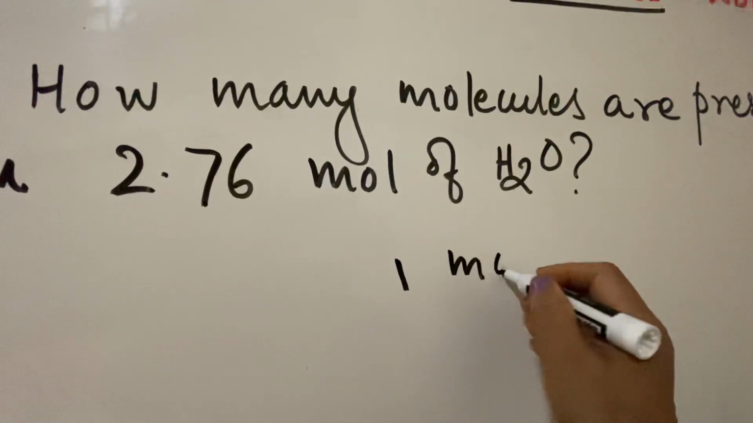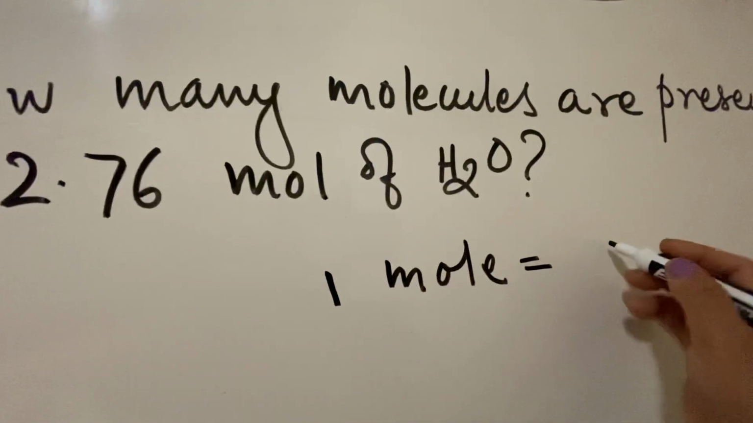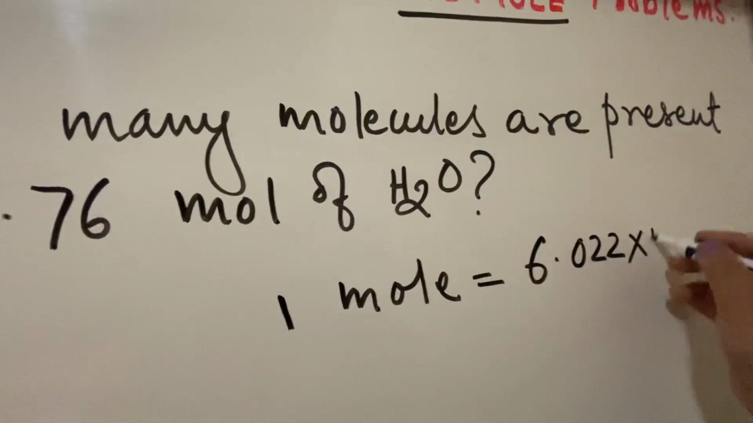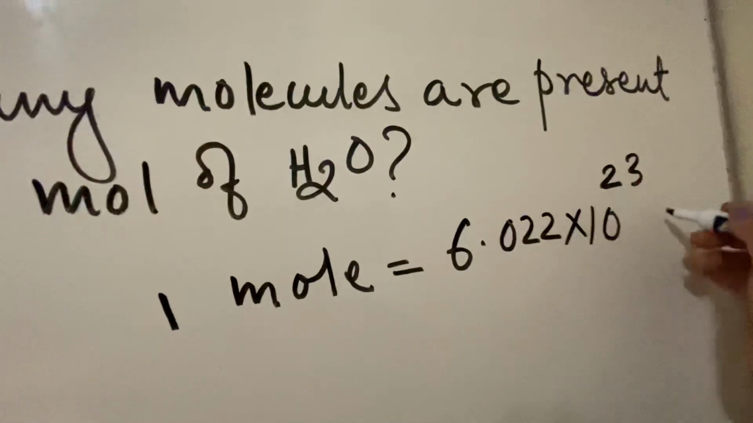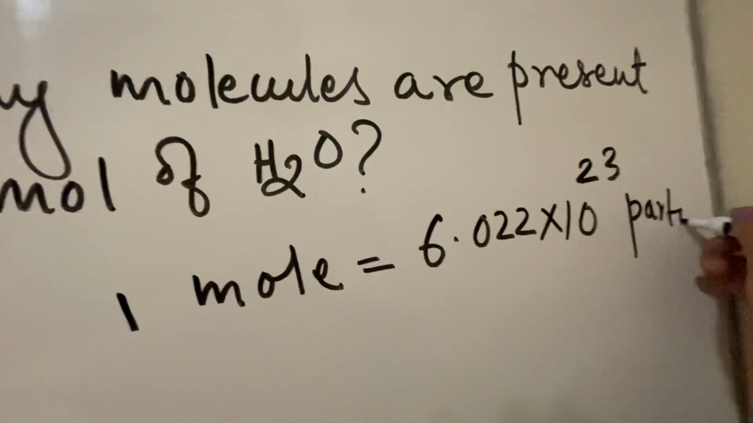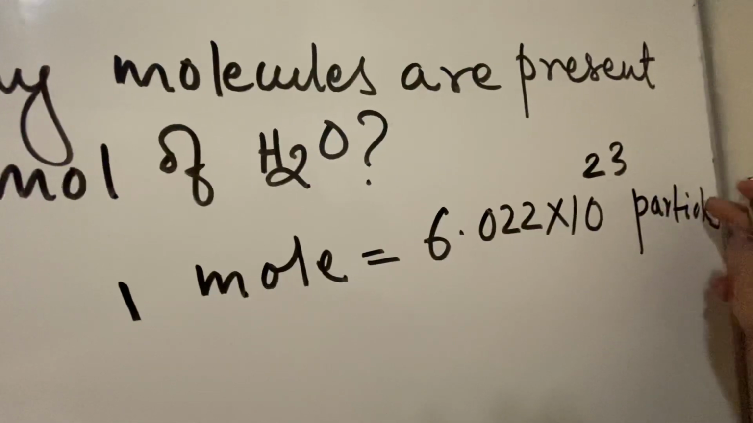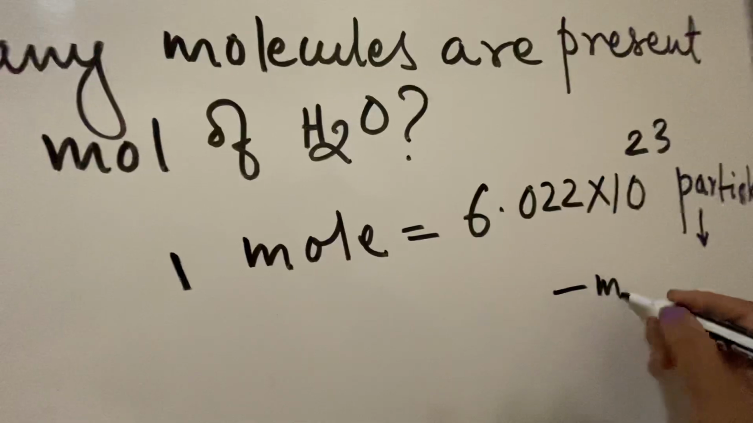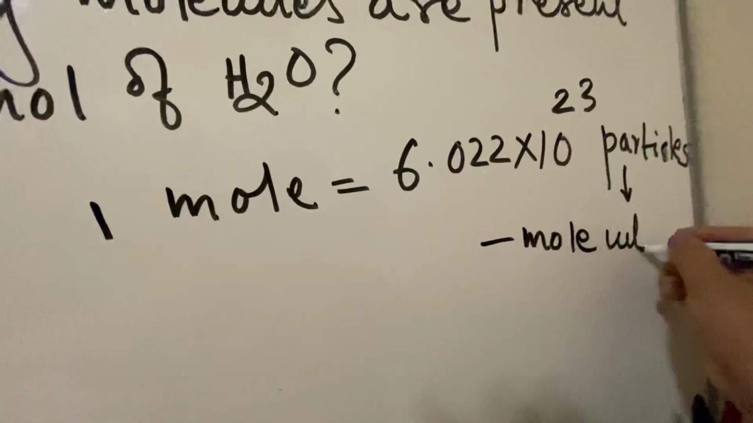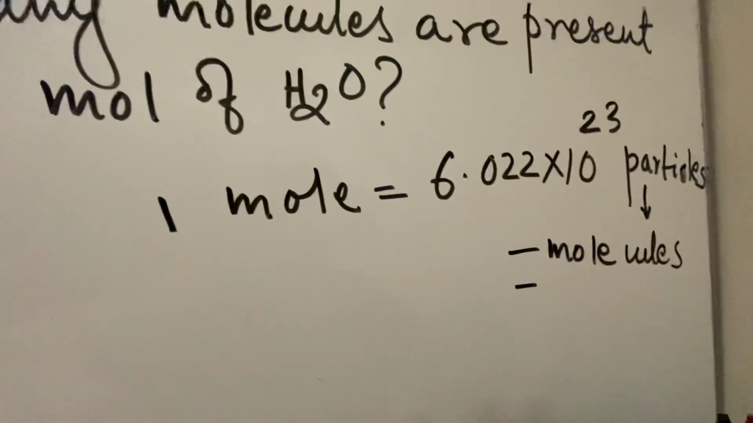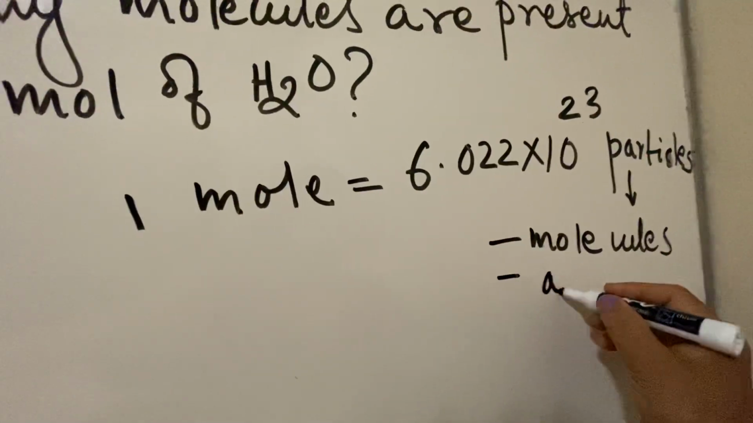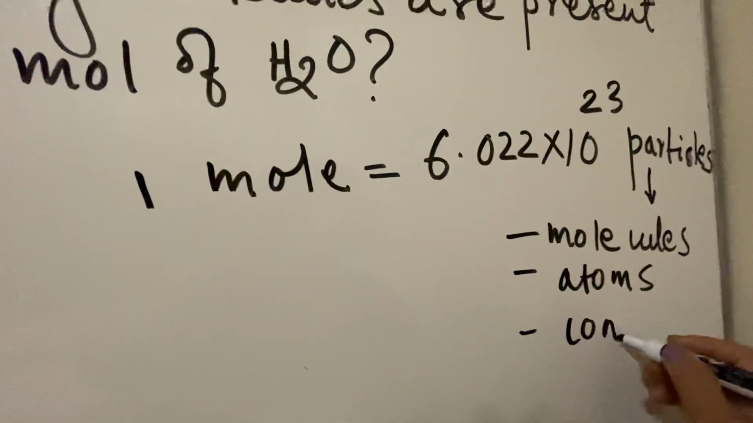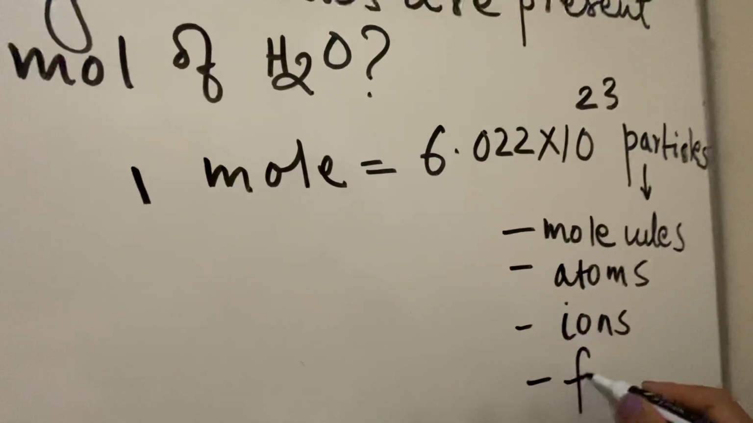So 1 mole is always equal to 6.022 times 10 to the power 23 particles. And these particles means it can be molecules, it can be atoms, it can be ions, and it can be formula units.